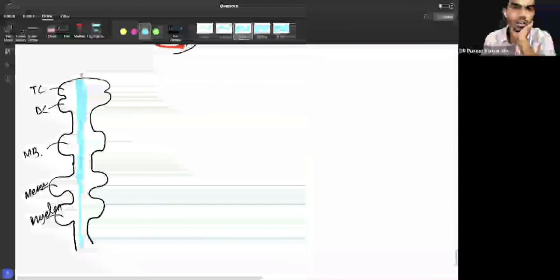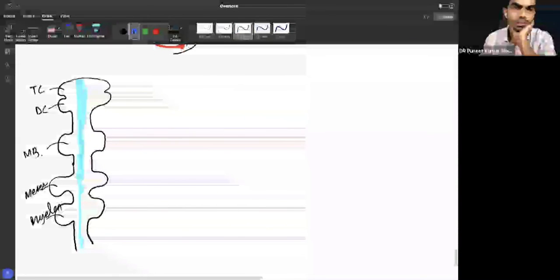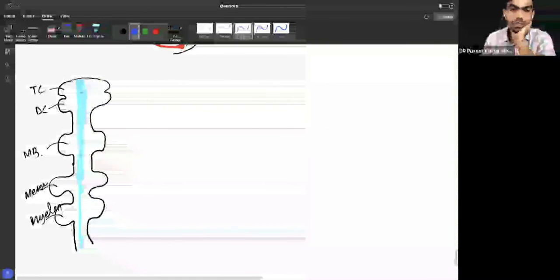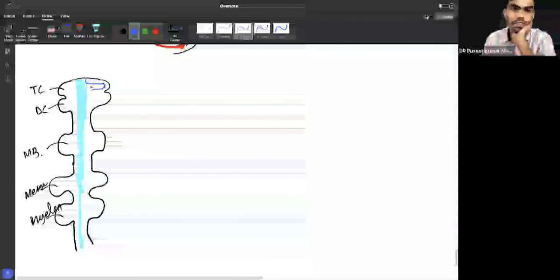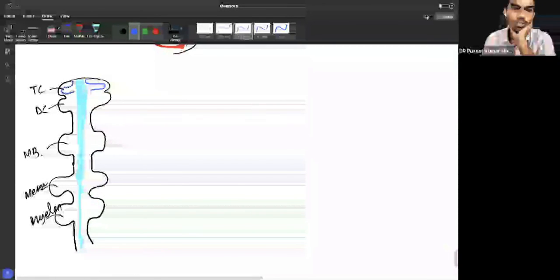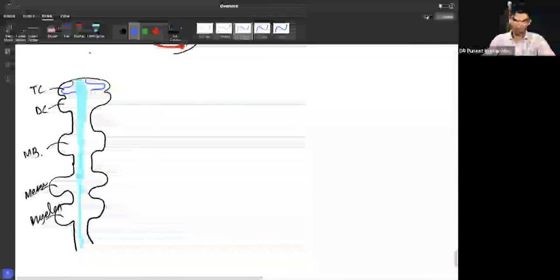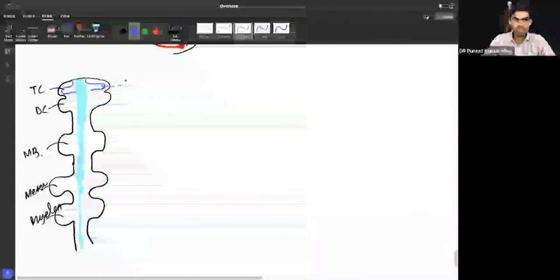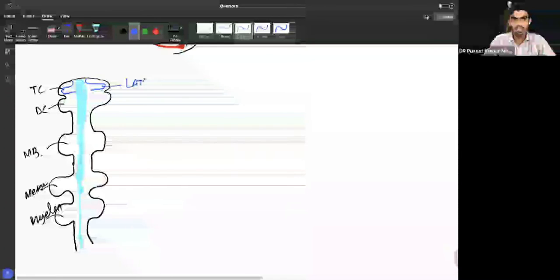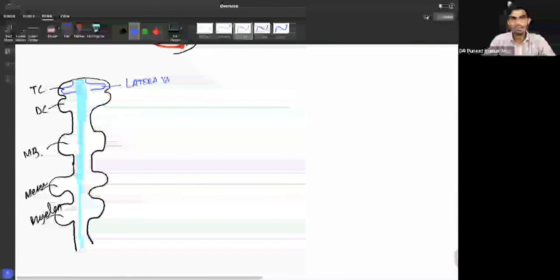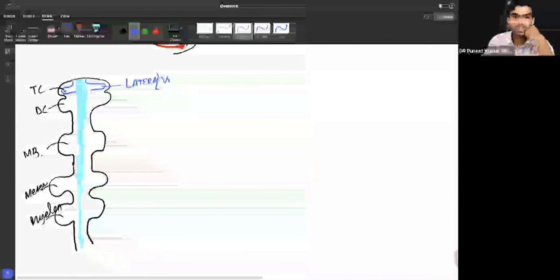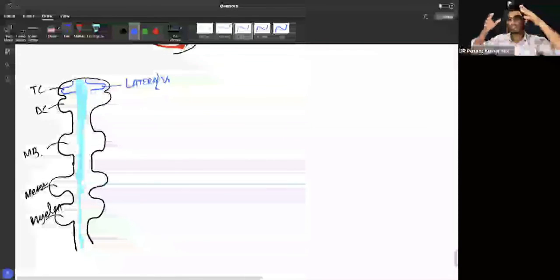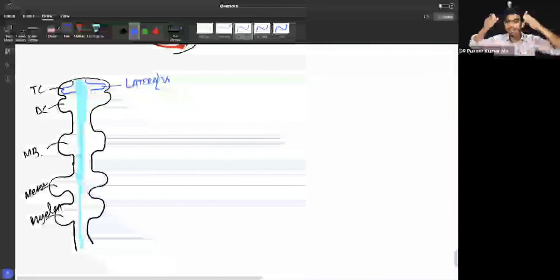Okay, now the portion of the cavity which is present at the telencephalon region forms the lateral ventricle. A portion of the neural tube cavity present at the telencephalon region, which means inside the cerebral cortex, forms the lateral ventricle.